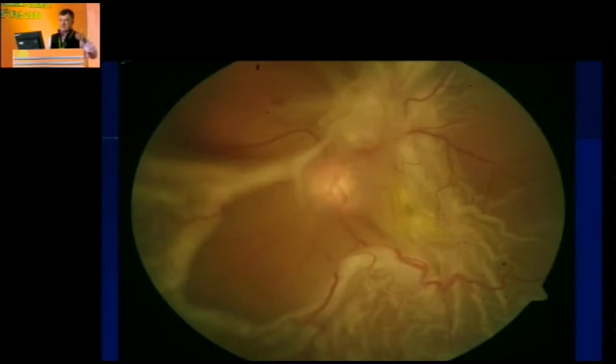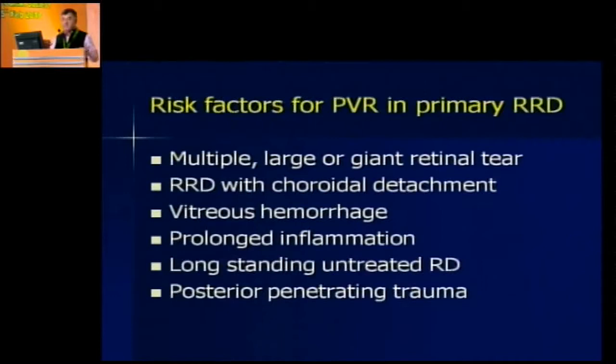And so you can see here, the retina has totally gone very stiff. You have these fixed folds, and the retina is getting pulled towards the optic disc. So what are the risk factors basically? What should we take note of? If you have multiple large tears or a giant tear, you should be very careful. You have to be more meticulous. These are the cases. Or a retinal detachment with choroidal detachment.